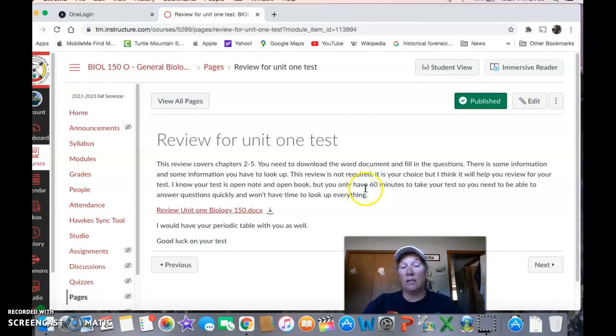You do need to study. I know you have your materials in front of you, but if you think you can look everything up and not study and not know anything before you take the test, you will not finish. So just keep that in mind when you're taking your tests and your quizzes.